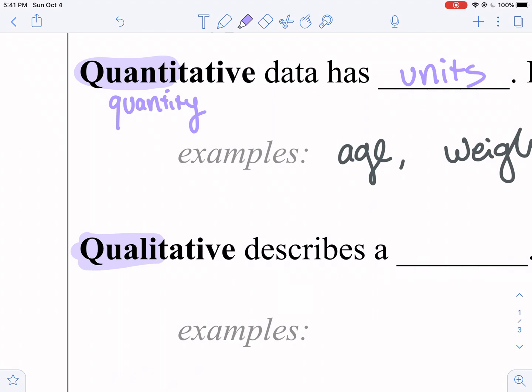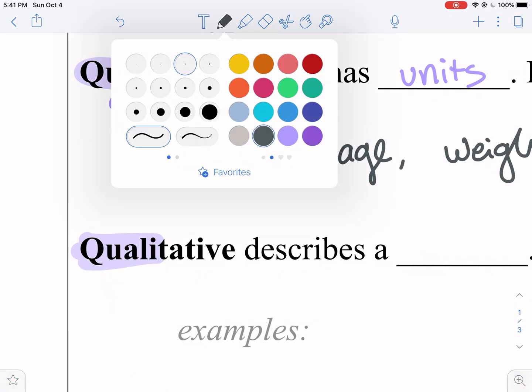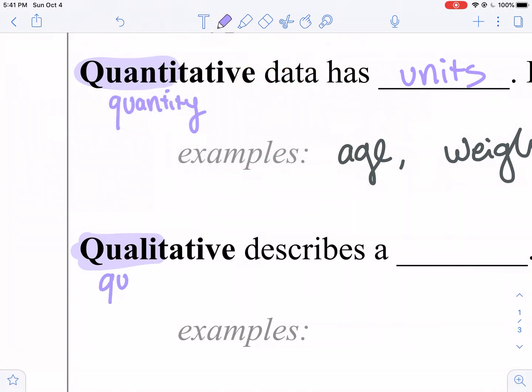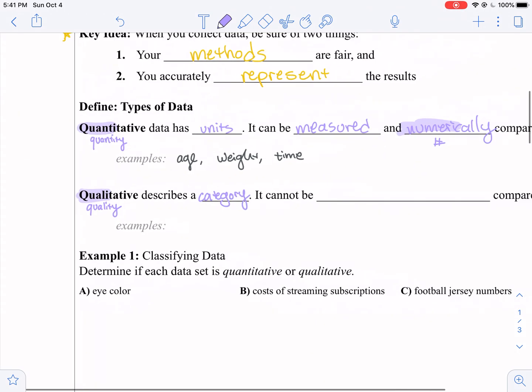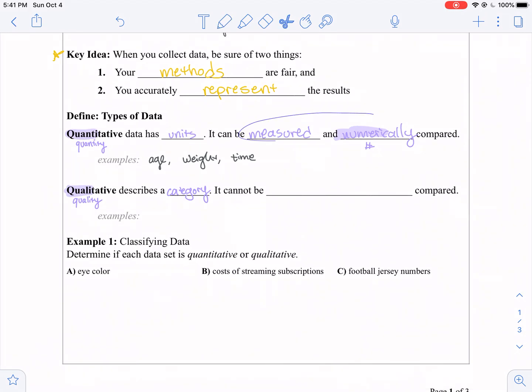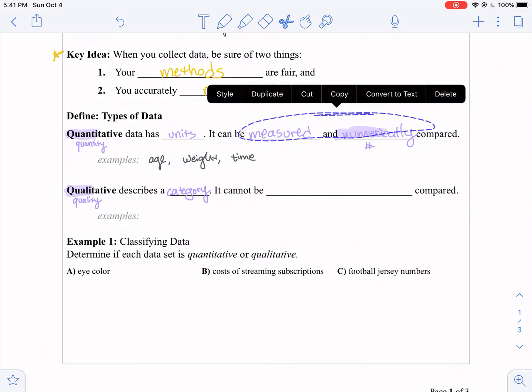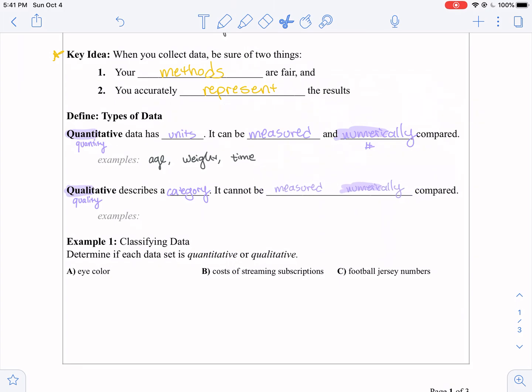Qualitative data, on the other hand, more measures qualities. These are kind of subjective. They're not numerical. This is more like a category of things. So qualitative data cannot be measured or numerically compared.